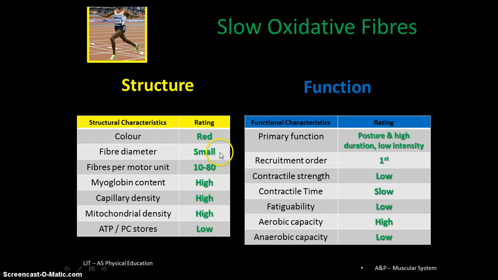So they're quite small or narrow fibres. There's very few in motor units compared to the 800 in fast glycolytic fibres. They have high characteristics of these aerobic factors here, myoglobin, capillaries and mitochondria, and they don't have that much phosphocreatine, which is more of an anaerobic fuel. So again, make the connections between the way they're built and the job they do.